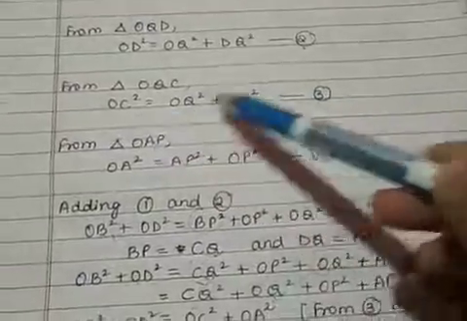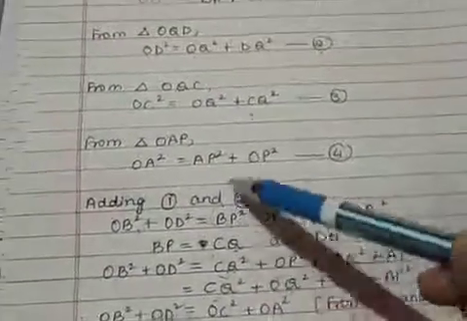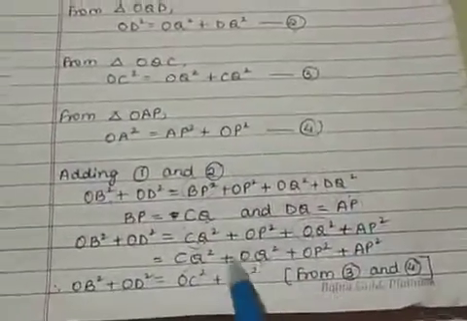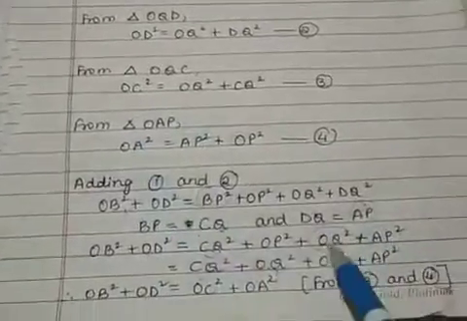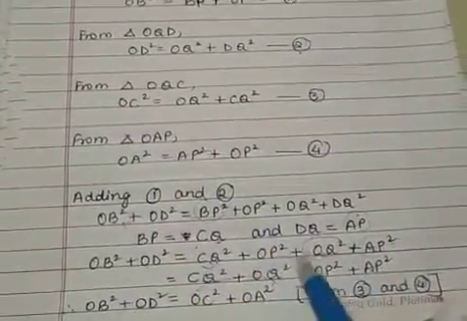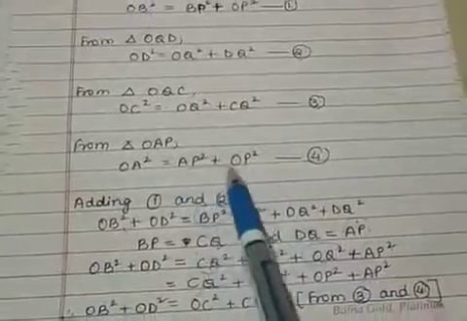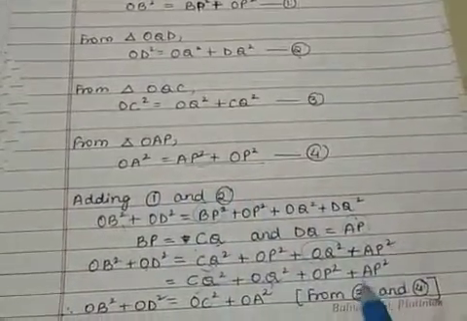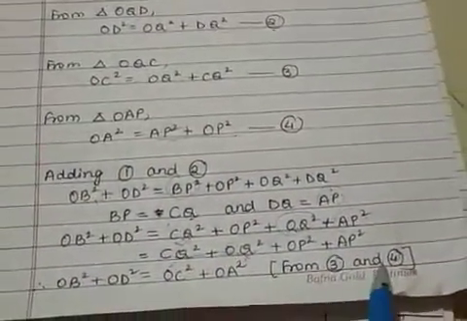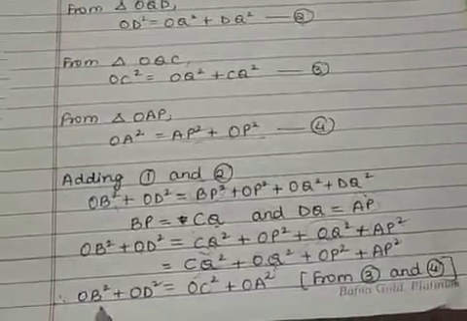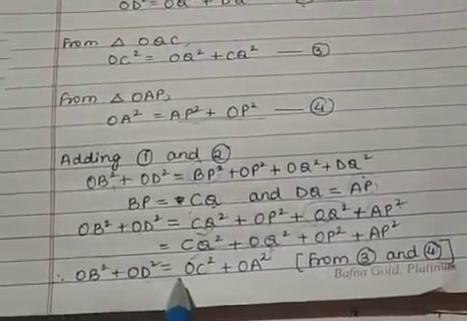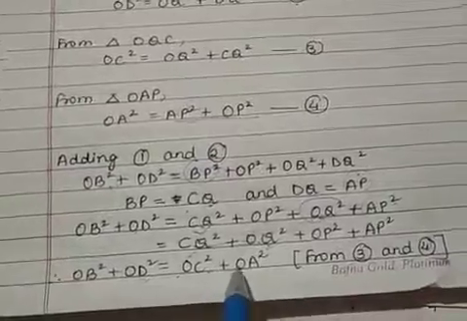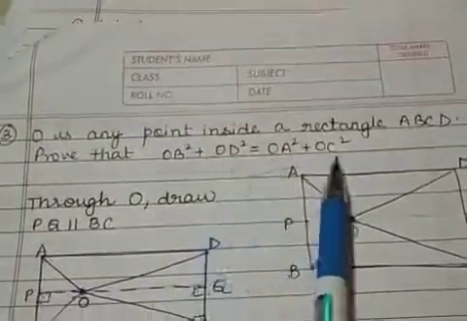Okay, so from this also you can see OQ square plus CQ square is OC square and OP square plus AP square is OA square, correct? So from 3 and 4 we get OB square plus OD square equal to OC square plus OA square. So this is what we had to prove.